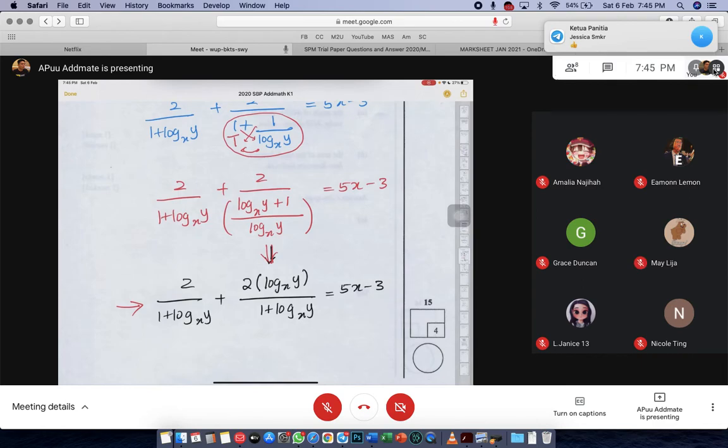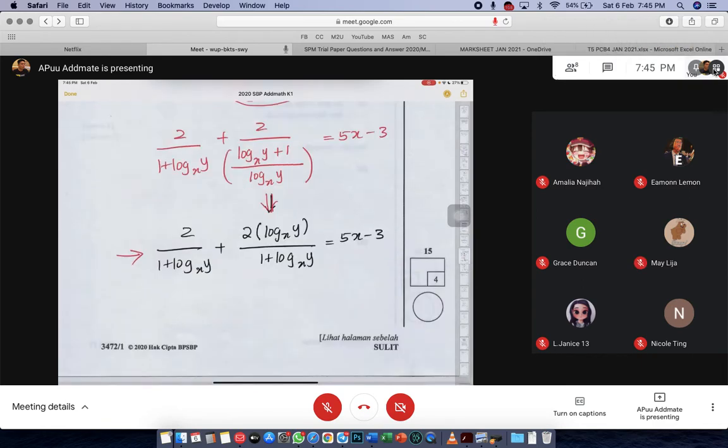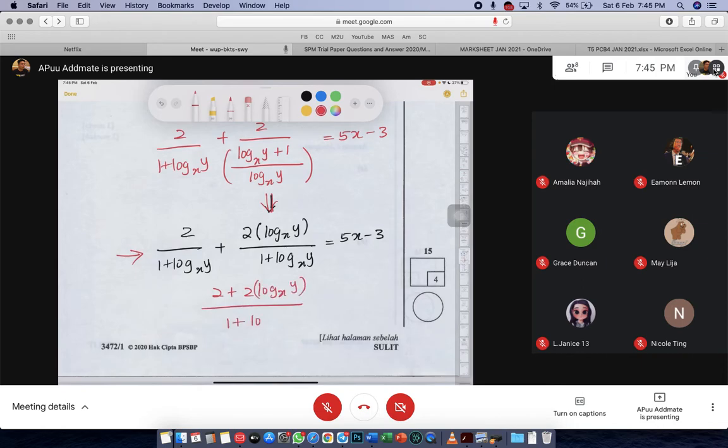Okay, very good. Okay, so sekarang nampak dia punya denominator tu sama kan? Your denominator is the same. So can I write this way now? 2 plus 2 log base x, y over 1 plus log base x, y equals to 5x minus 3. I can do that already, right? Sebab dia punya denominator dah sama.